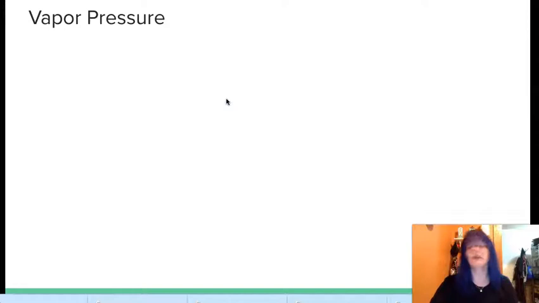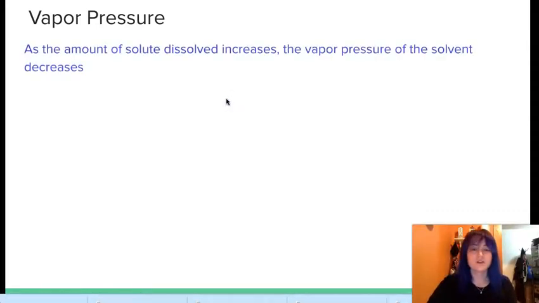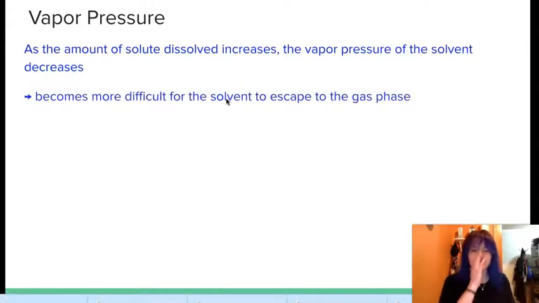Okay. The next one I want to talk to you about is vapor pressure. As we know, vapor pressure is the pressure that a liquid exerts on the surface. And here is the relationship. As the amount of solute dissolved increases, the vapor pressure of the solvent decreases. This is the same relationship we saw when we learned about intermolecular forces. Basically what that means is that it becomes more difficult for the solvent to escape to the gas phase.